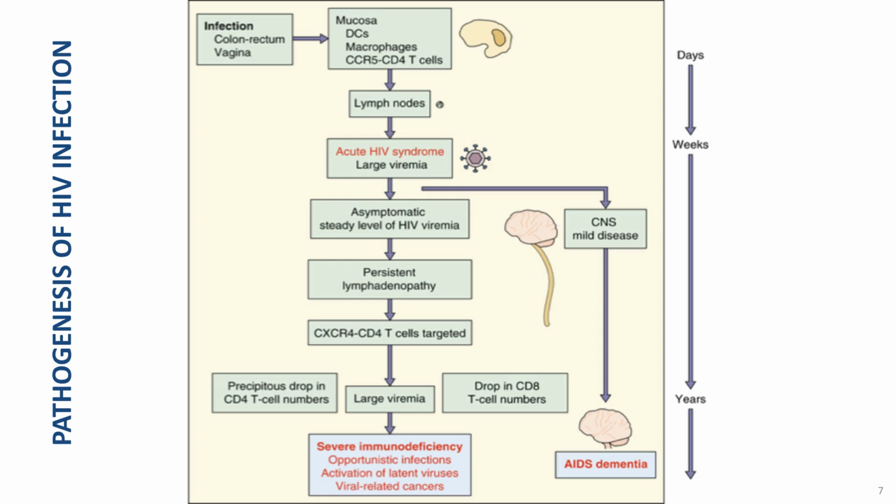The lymph nodes become infected and serve as sites of virus persistence during the asymptomatic period. Even when patients feel completely well, the virus continues replicating in these lymphoid tissues. This ongoing replication in the lymph nodes explains why the infection never truly goes away without treatment.